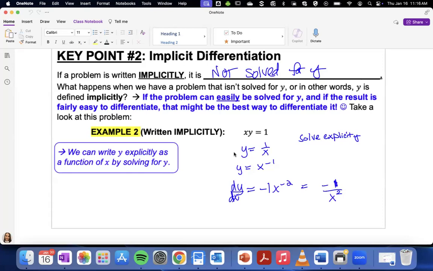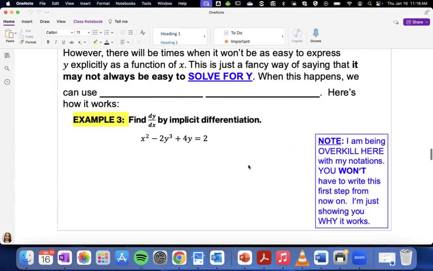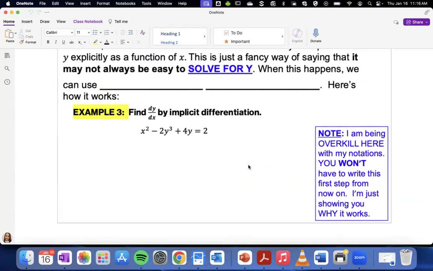However, are you ready for an example where we have to use implicit differentiation? Okay. I know we're still writing. I'll give you a second. So there will be times when it won't be as easy to express y explicitly. And for those times, that means we can't solve for y. We are going to use, here's your fill in the blank, implicit differentiation.